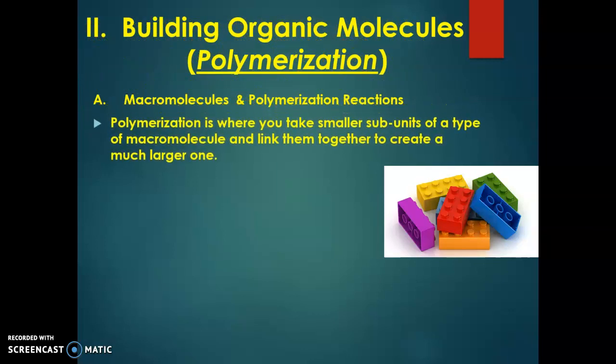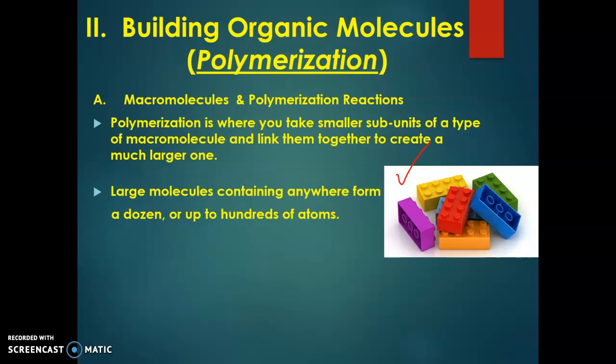So polymerization is a process where you take smaller subunits of a specific type of macromolecule and link them together to make a much larger one. If you bring your attention over here to our little Legos, let's say I link all those Legos together. I'm going to create a larger polymer, which has many monomer units linked together. In their individual state, we would call them monomers. Think of them as bricks. Put the bricks together, you can make a house.